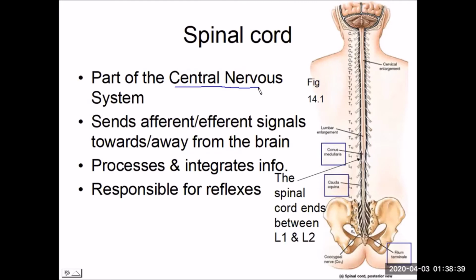And the spinal cord is the major sensory afferent, as well as motor, pathway. So the spinal cord is the major sensory and motor pathway between the brain and the inferior part of your body. So sending sensory information up to the brain and sending motor signals down away from the brain. So it is that major conduit.